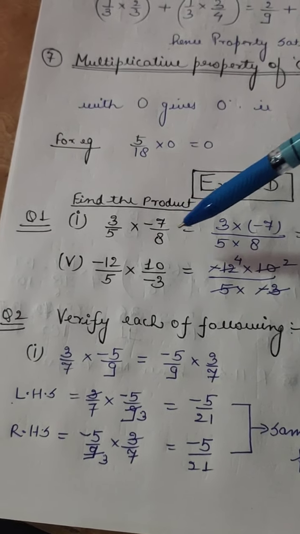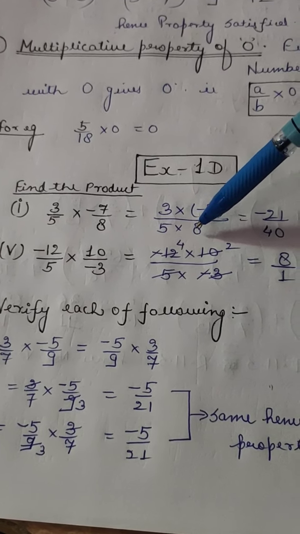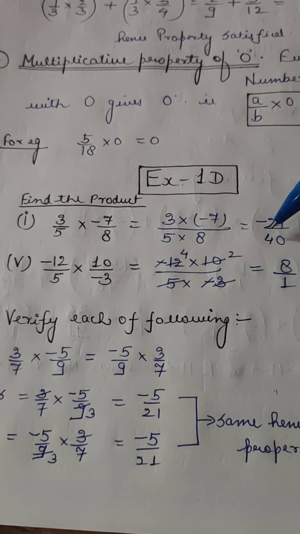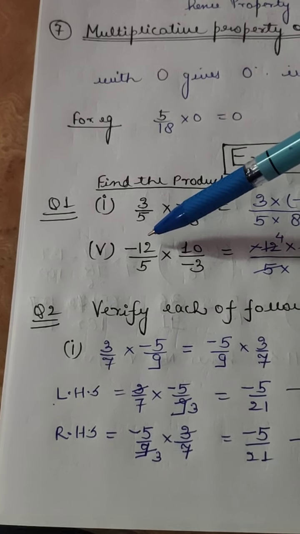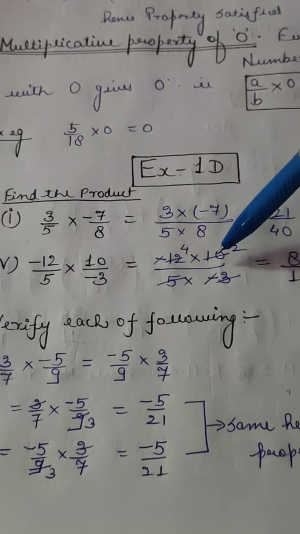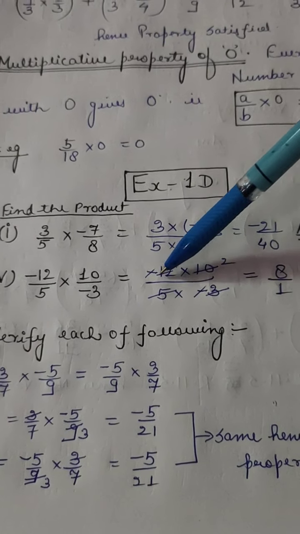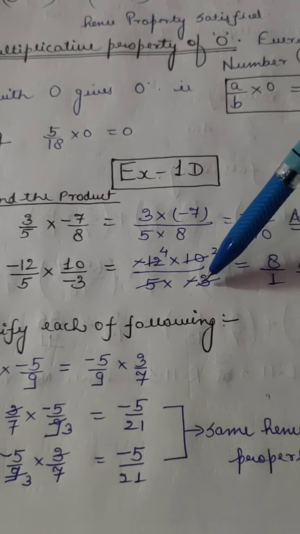Here we have first multiplied the numerator 3 into minus 7 and the denominators are multiplied together. What is the result? Minus 21 by 40. Next you have to multiply minus 12 by 5 and 10 by minus 3. So we have written numerator minus 12 into 10 upon 5 into minus 3.